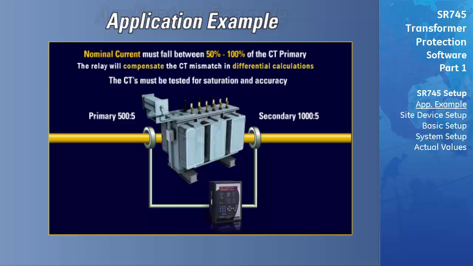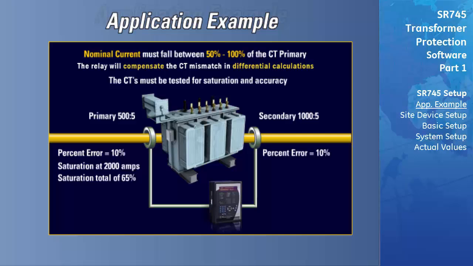The winding 1 CTs have tested with a tolerance or percent error of 10%. The CTs will start to saturate or begin to show nonlinear operation at 2000 amps primary and will saturate to a total of 65%. The winding 2 CTs also tested with a tolerance of 10%. The CTs will start to saturate at 4500 amps and will reach a total saturation at 50%.